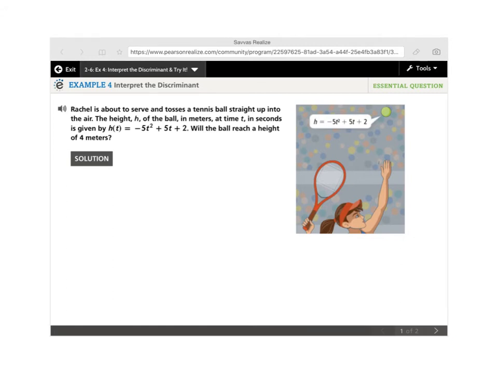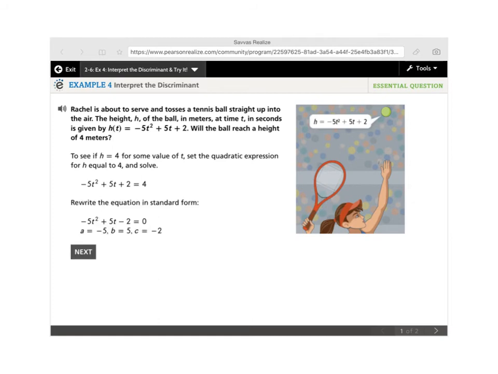So height h equals 4, then we can write the equation as negative 5t squared plus 5t plus 2 equals 4, right? And then we can simplify it to rewrite it into negative 5t squared plus 5t minus 2 equals 0, with a being negative 5, b being 5, and c is negative 2.